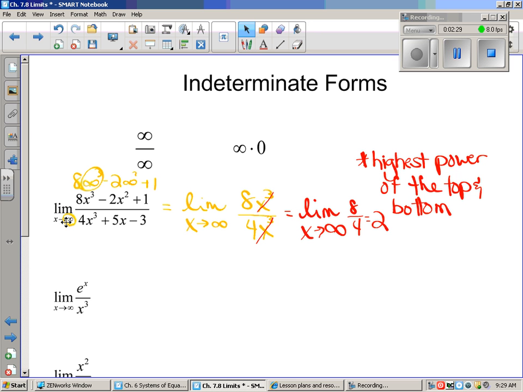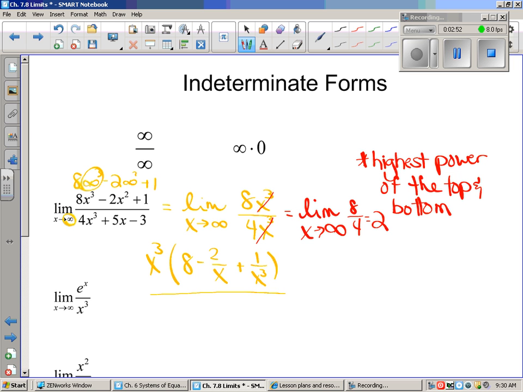Let me just take a second, actually, to look at this another way. The reason that this works the way that it does, that we can simply look at the highest power, is probably best to illustrate it this way. Let me just take a moment to factor out an x cubed. If I factor out an x cubed of the top, do you all follow that that would just be 8? I'd have minus 2 over x. I'd have plus 1 over x cubed.